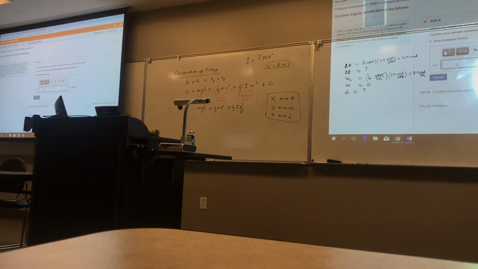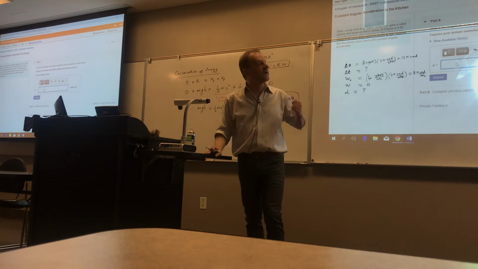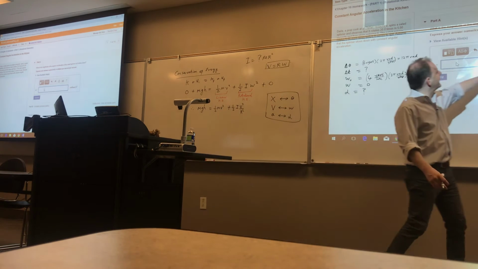So let's put the numbers in then. What do we get? 0 squared minus 8 pi, squared, that's radians per second squared, over 2 times 12 pi radians. So radians per second is my angular velocity, radians is my angular displacement. I'm trying to do everything in radians per second or radians per second squared. And also I'm looking at the answer, they want the answer in radians per second squared.